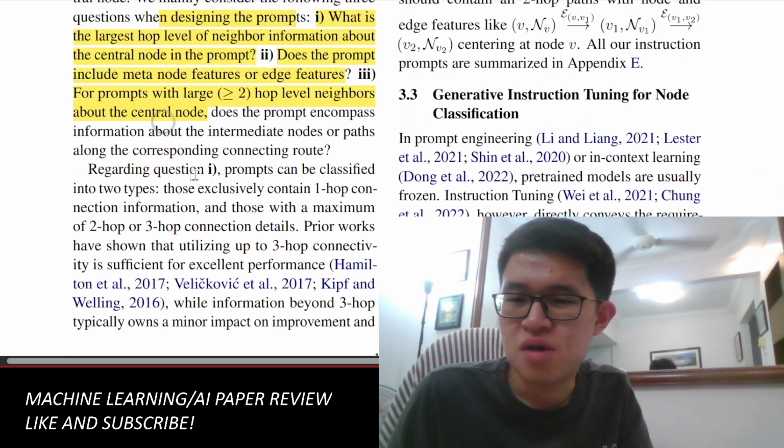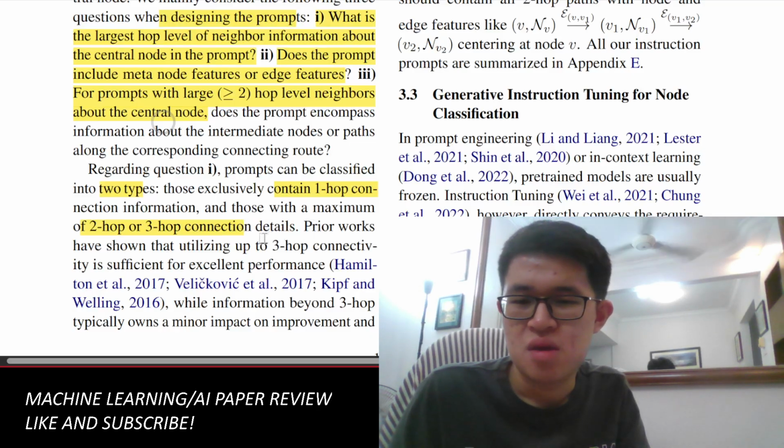About question one, the hop level. They say prompts can be classified into two types: those exclusively containing one-hop information and those with a maximum of 2 to 3 hop connection details.